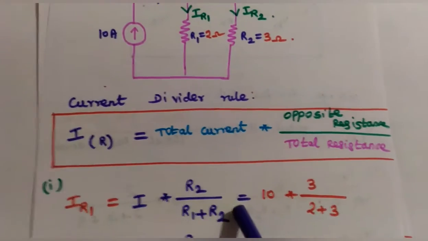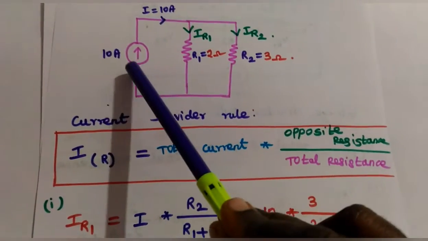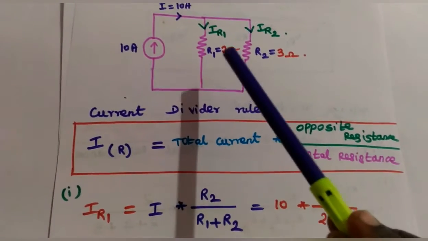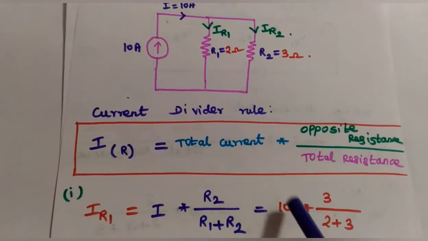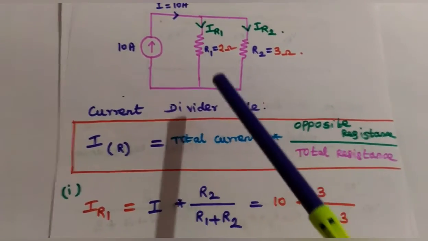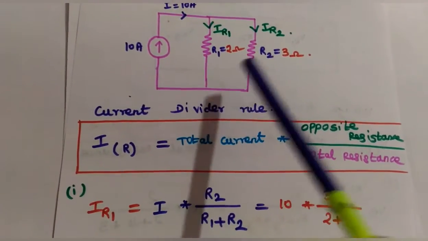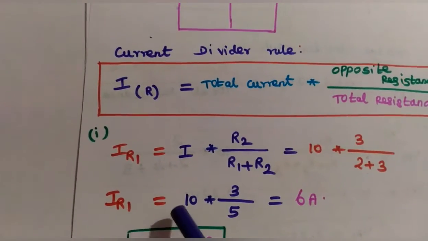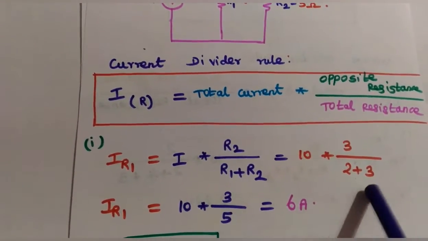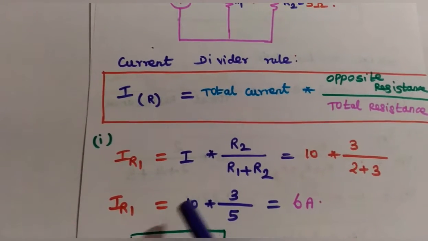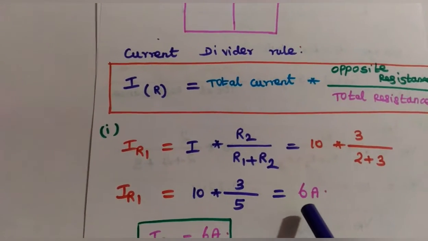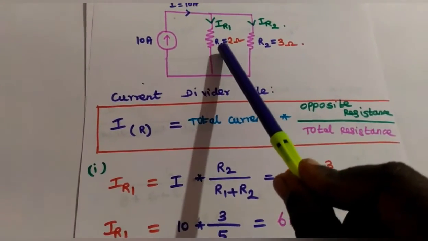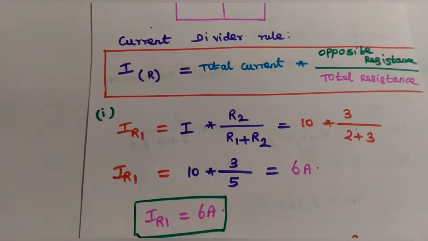And the total current applied to this network is 10 amps. So put 10 into the resistance opposite to R1, which is R2, 3 ohms. Put 3 divided by the total resistance of this network, 2 ohms plus 3 ohms. So IR1 is equal to 10 into 3 divided by 2 plus 3, which is 5. Simplifying this value, we get the current as 6 amps. So IR1, the current flowing through this resistance, is 6 amps.